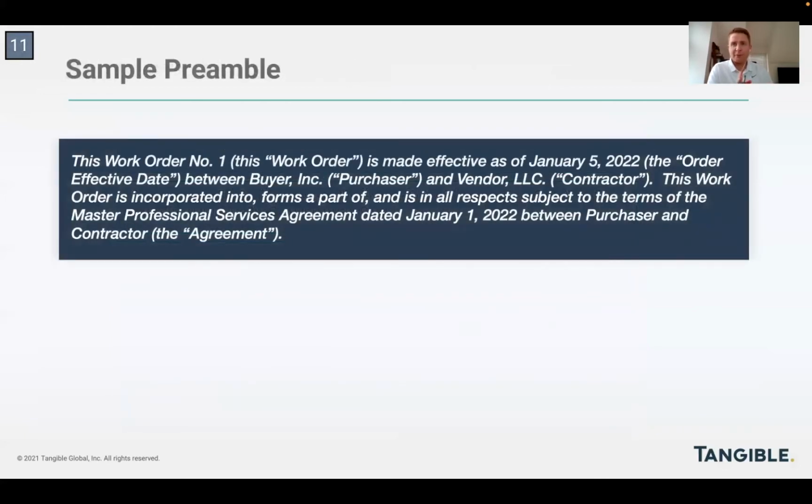And just to drive the point home, we have here a sample preamble for a simple work order under a master professional services agreement. But just in these few lines, you'll see that there are 6 different elements here that need to be confirmed and need to be right before you move on to any other part of the order form. So you have the title of the order form itself. You have the effective date of the order form itself. You have the 2 entities, buyer and seller entity, that are defined there. And then you have the controlling master agreement and the effective date of the master agreement.